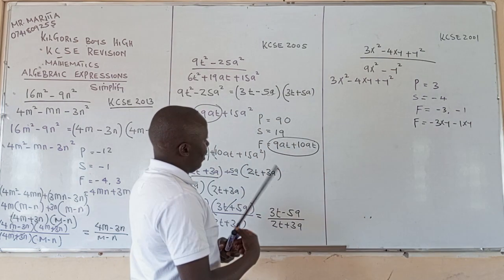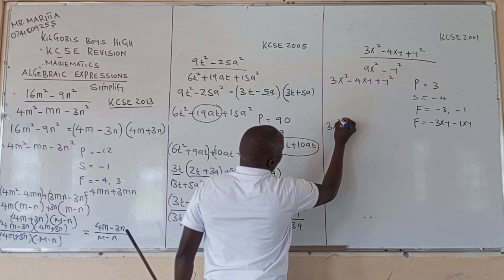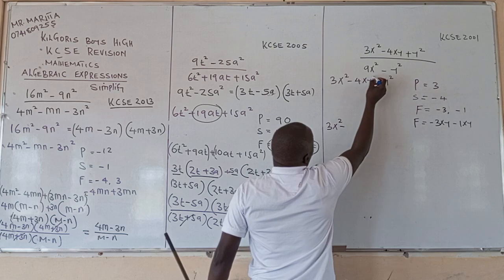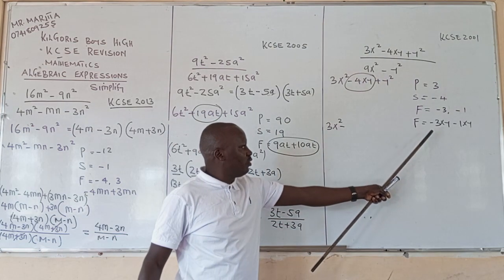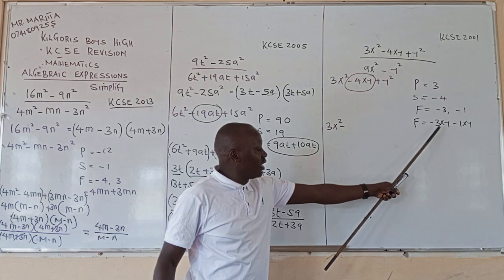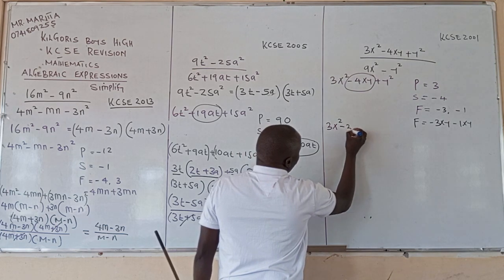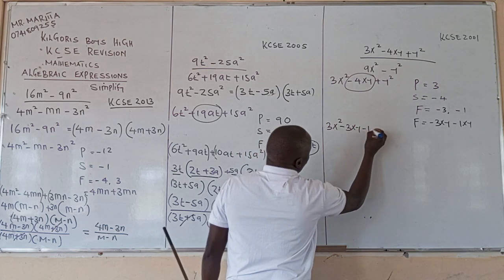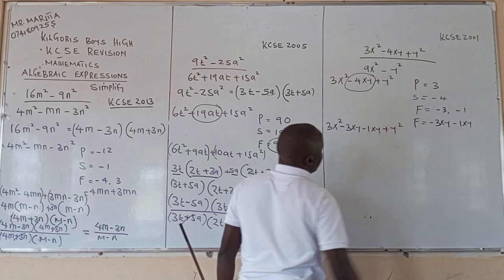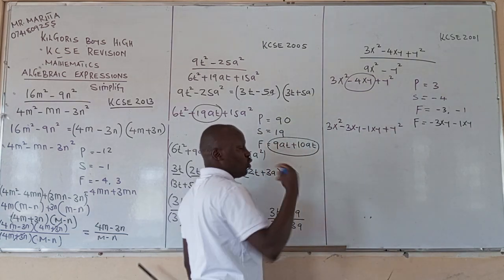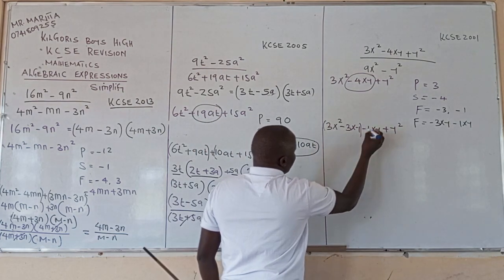Now you can rewrite the expression. So we have 3x squared minus, so instead of writing negative 4xy, you replace it by the sum of negative 3xy minus 1xy, and then finally plus y squared. What will you have now? You group the expression into two pairs, like that.